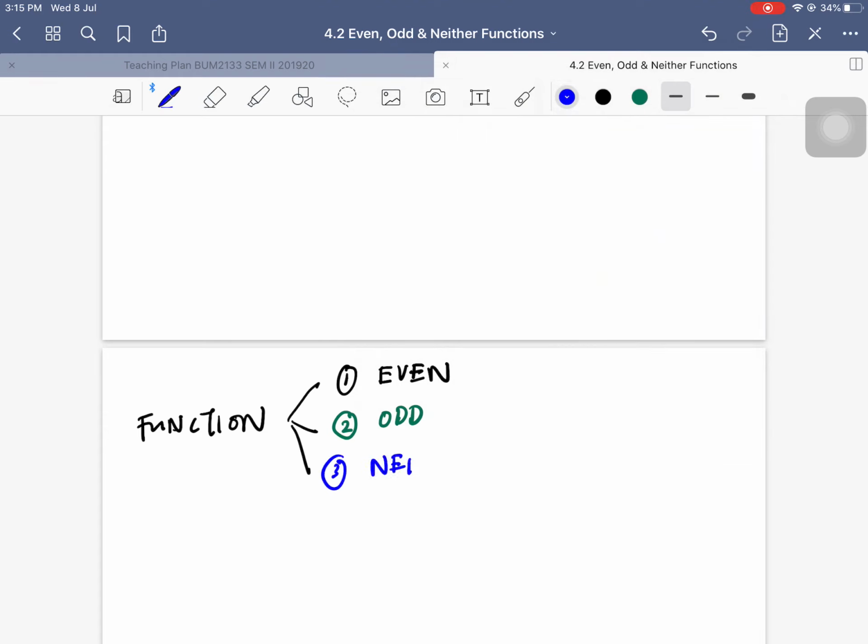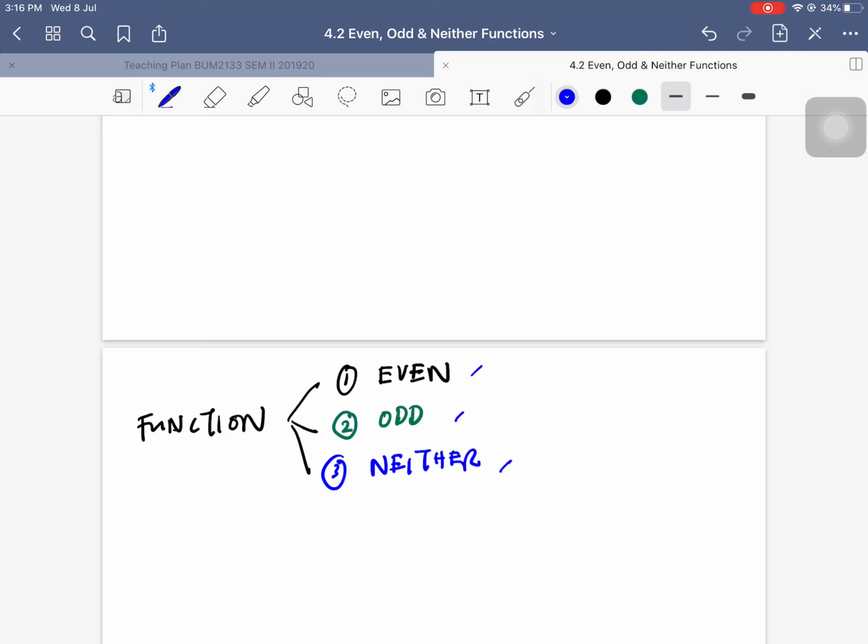There are multiple ways of pronouncing this. Some people pronounce it "neether," some people pronounce it "nyther." It actually depends on your accent, but I'm used to pronouncing it as "neether." Alright, so we have three types of function that we're going to look at: even, odd, and neither.